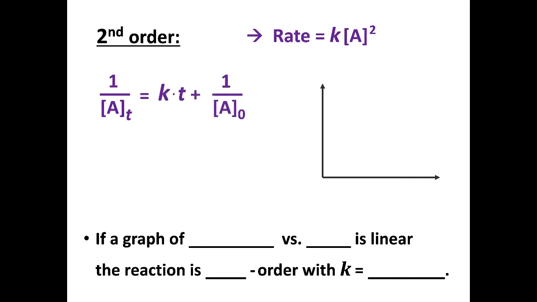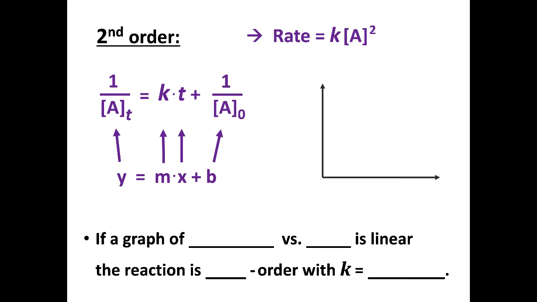That gives us a concentration versus time relationship of 1 over [A] at time t equals k times t plus 1 over [A] at time 0. This is also a y equals mx plus b linear relationship if our y is 1 over [A] at time t, if our slope m is k, positive k this time, if our x is t, and if our y-intercept b is 1 over [A] at time 0.